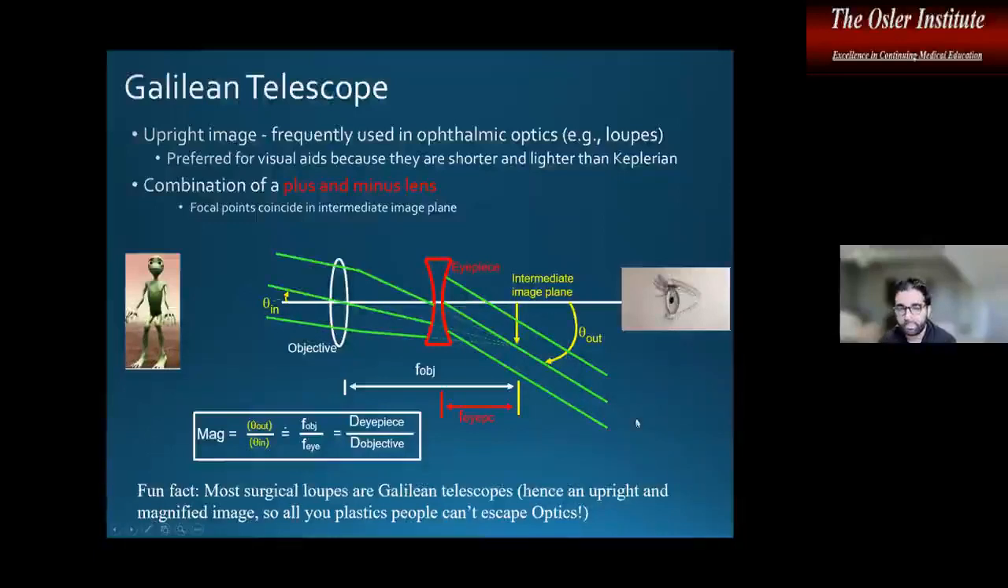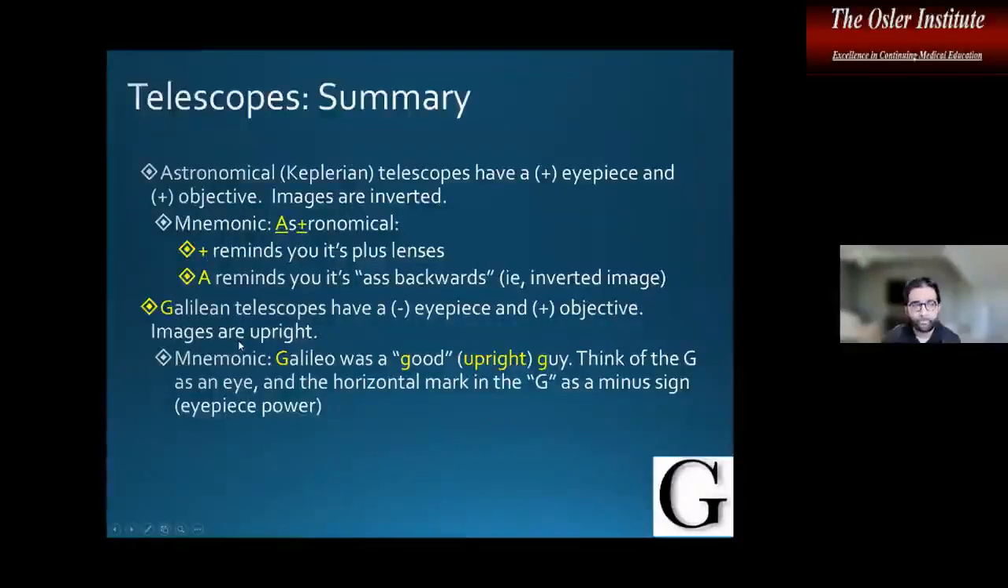And that's going to be an important thing to think about when we talk about why is it that myopes who are over minus will complain that things look too small, as compared to hyperopes who will notice that things are much bigger. So to summarize about telescopes here before we do some problems, astronomical telescopes, aka Keplerian telescopes, are going to have a positive eyepiece and a positive objective. The images are going to be inverted.